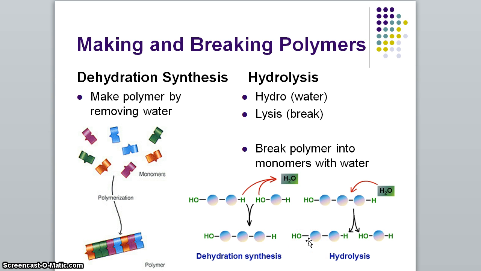And this applies to every single organic molecule that we're going to be talking about. They're not going to be these little circles, they're going to be specific different monomers for different types of organic molecules, but the same process holds true for every single organic molecule. This is how they're made, this is how they're taken apart.